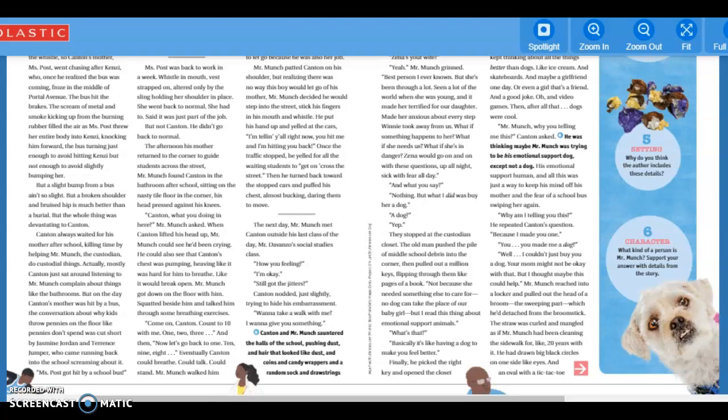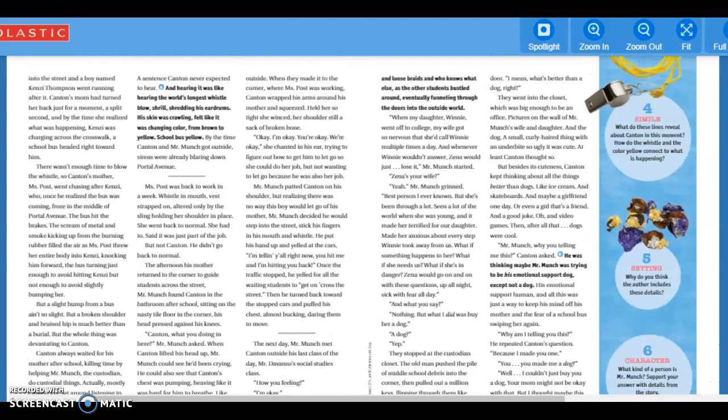Canton and Mr. Munch sauntered the halls of the school, pushing dust and hair that looked like dust, and coins and candy wrappers, and a random sock, and drawstrings, and loose braids, and who knows what else, as the other students bustled around, eventually funneling through the doors into the outside world.